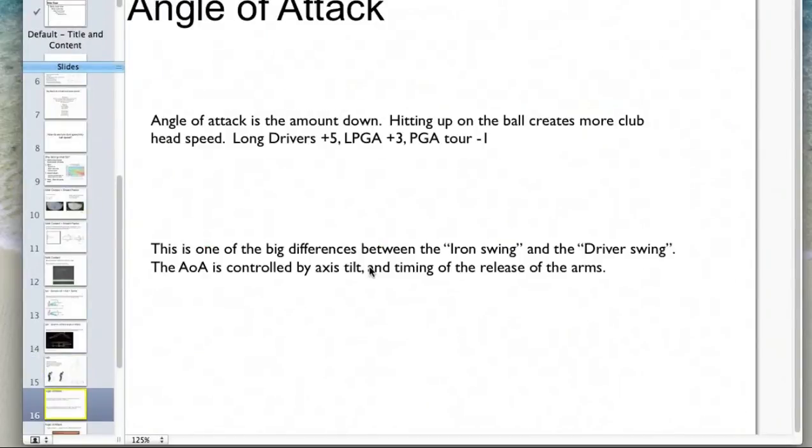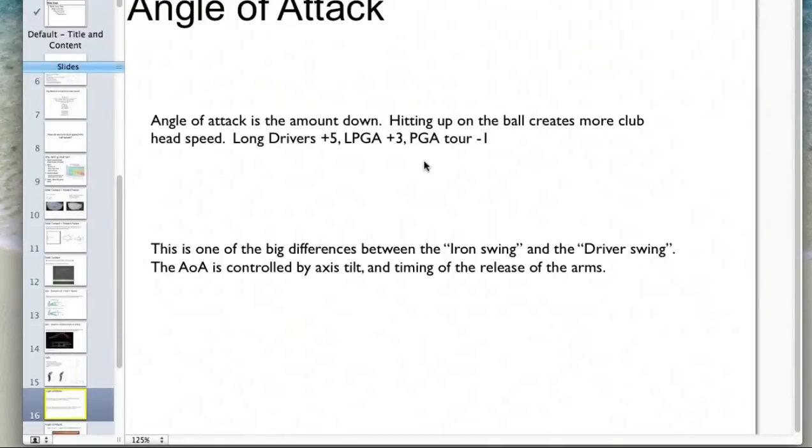Well, so this angle of attack is the most important piece of this path for when we're looking at distance. Here's some numbers that are just kind of the known standards for the last few years, as they've been doing this TrackMan research either on tours or on the long drive circuit. The typical average for a long drive is about 5 degrees up. LPGA is 3 degrees up, and PGA Tour is 1 degree down.